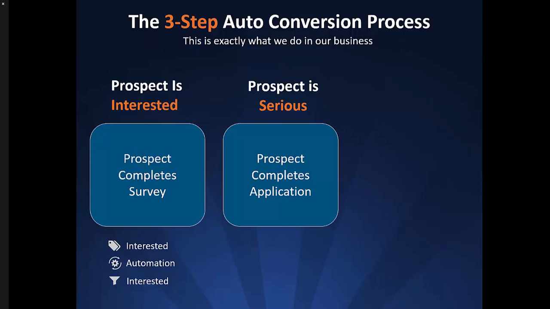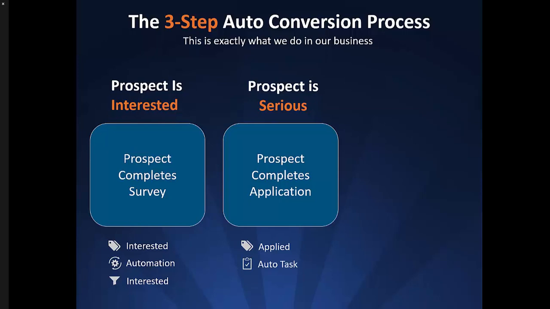That's the first phase. Now, the second phase is we have to determine, is the prospect actually serious? And so when we know they're interested, now we need to find out, okay, how serious is the prospect? And so at this point, they no longer are completing surveys. Instead, we're going to ask them to complete an application. And once again, when they complete that application, a tag is going to get fired off that says they have now applied.